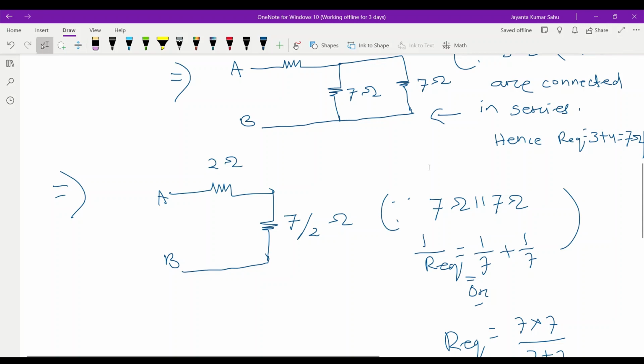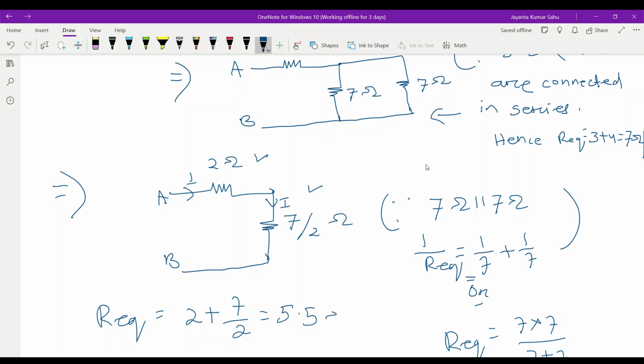Now this 2 ohm and 7 by 2 ohm are connected in series. The current I started, and the same current I ends at the B terminal. Now we get R equivalent equal to 2 plus 7 by 2, that is equal to how much? We get 5.5. This is my answer. The first one was a very easy problem. Now we solve another problem.